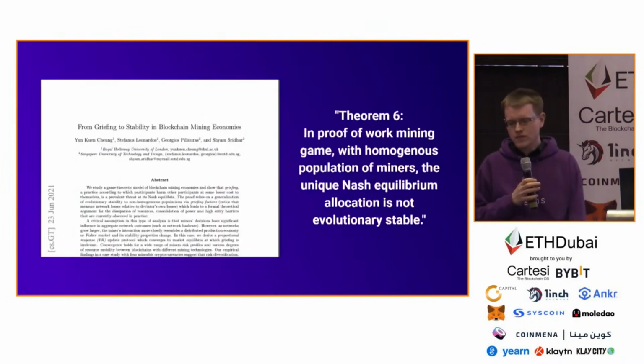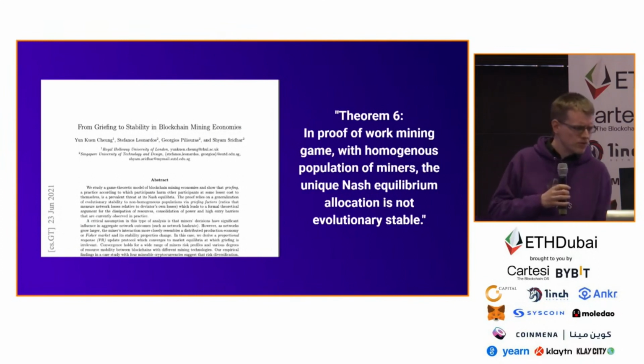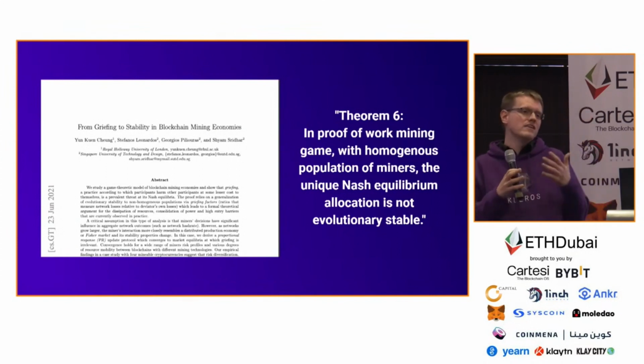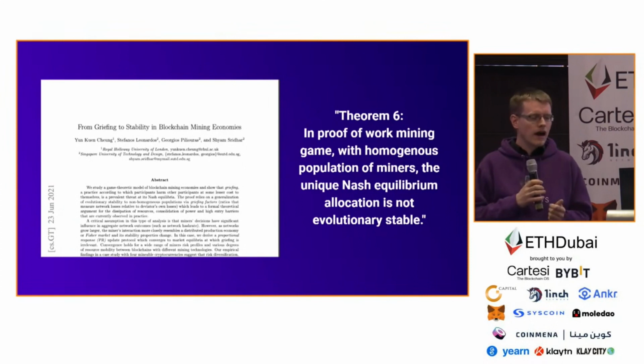So a specific example is in proof-of-work mining. There's a preprint paper analyzing griefs in proof-of-work mining by researchers from the University of London and the Singapore University of Technology and Design, where they prove that, in fact, the equilibrium in the game of how much mining power, how much hash power, you decide to use has a discouragement attack. It's not, in their words, evolutionary stable.